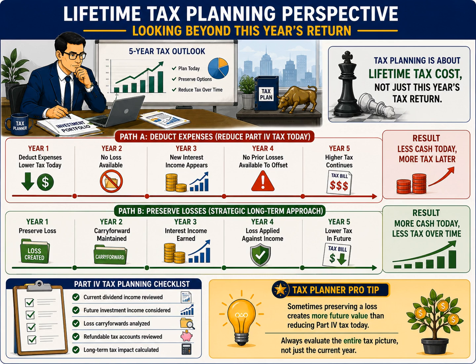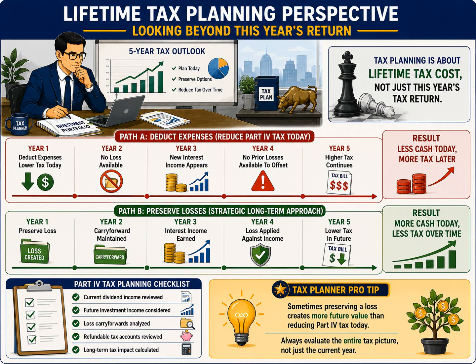Now let's look at the second timeline, shown in green. In year 1, the corporation preserves the loss instead of using it immediately. This may result in higher Part 4 tax in the current year. In other words, the corporation accepts a larger tax bill today. However, the loss carry-forward remains available. As future years unfold and investment income is earned, those preserved losses can be applied against that income. This reduces future taxes and may produce greater overall tax savings across multiple years.